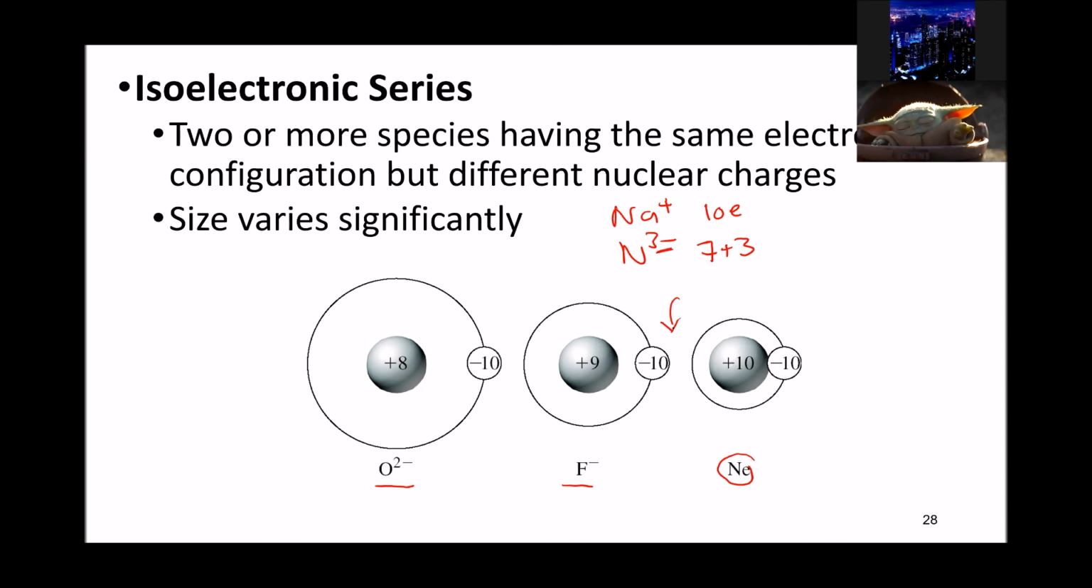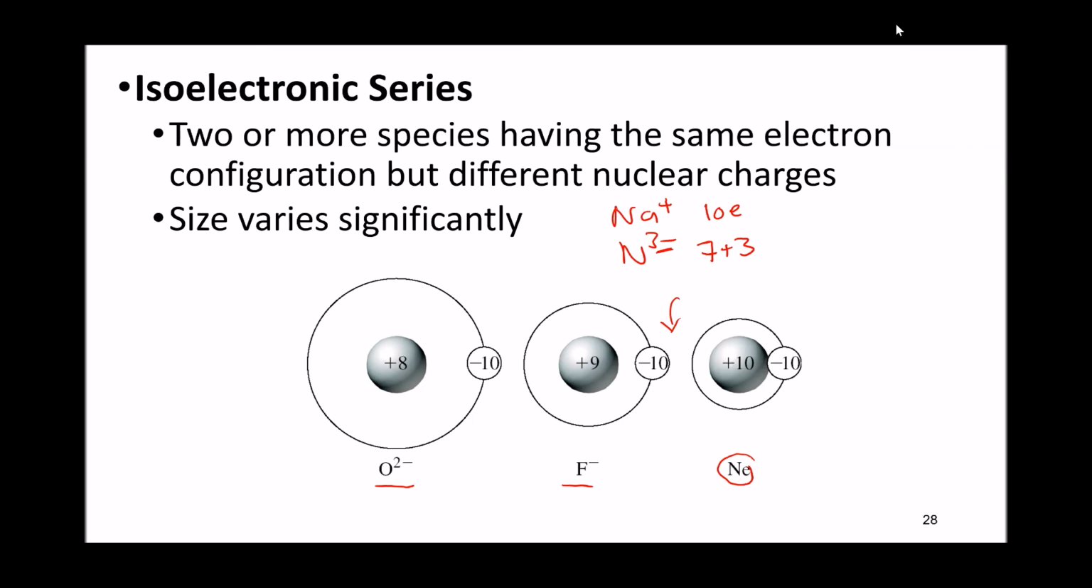Why do you think it's going to be larger than neon? Actually, I think it's going to be smaller because going by the trend, it should be smaller than neon. Why? It has more protons, so the attraction is going to be much greater. Thank you. That's exactly correct. You have more protons, more positive charge, so the attraction the 10 electrons will feel is going to be much larger than neon. So the size is going to be smaller.